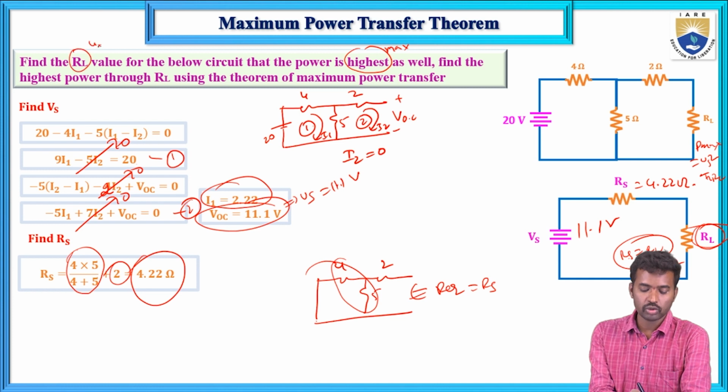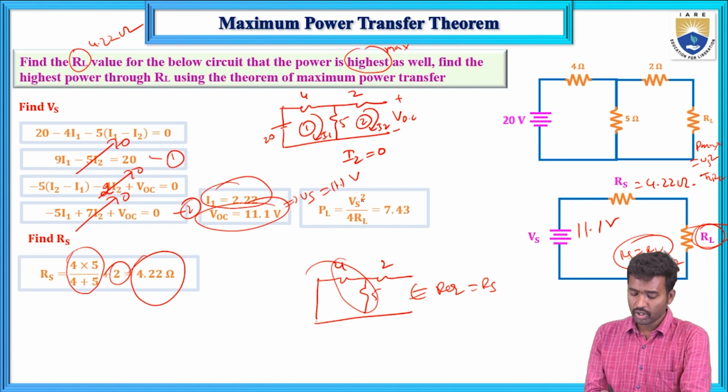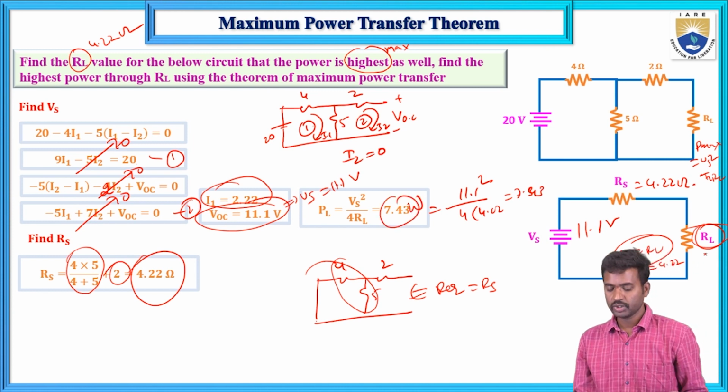So now RL equals 4.22 for this circuit, where the power is highest when there is maximum power transfer to the load. That RL value equals 4.22 ohms. Now find out the maximum power through this RL. Here P_RL equals the formula Vs square by 4RL. Vs square means 11.1 whole square divided by 4 into 4.22, that equals 7.43 watts.